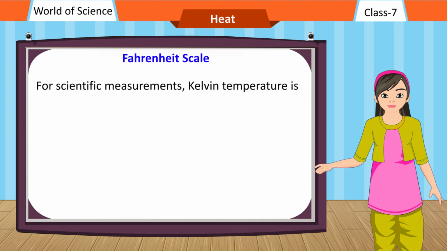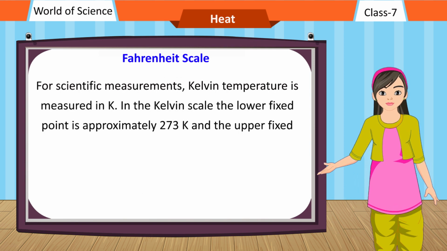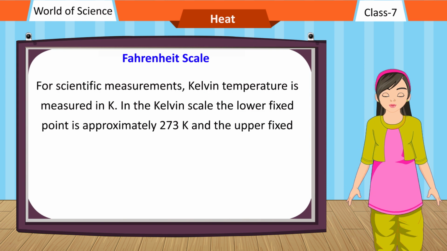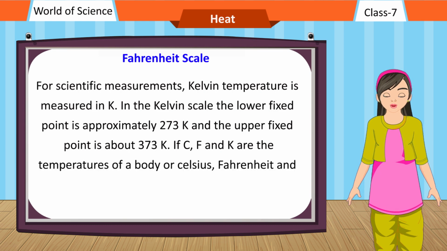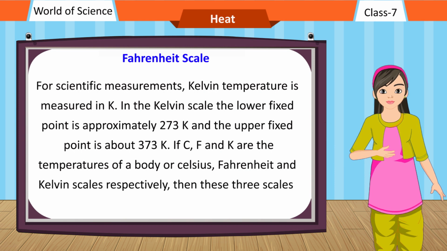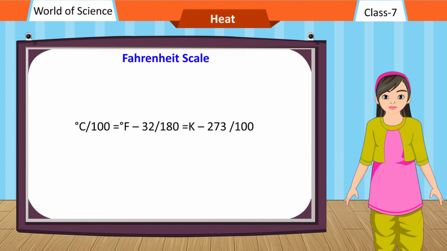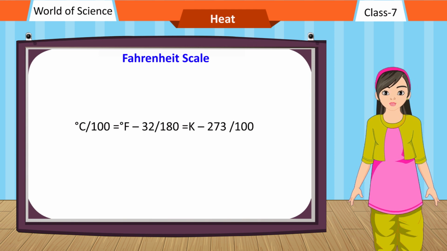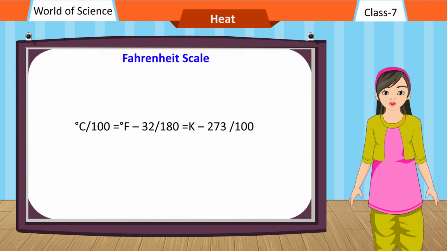Kelvin scale. For scientific measurements, temperature is measured in K. In the Kelvin scale, the lower fixed point is approximately 273 K and the upper fixed point is about 373 K. If C, F and K are the temperatures of a body on the Celsius, Fahrenheit and Kelvin scales respectively, then these three scales are related as: (C) upon 100 is equal to (F minus 32) upon 180 is equal to (K minus 273) upon 100.